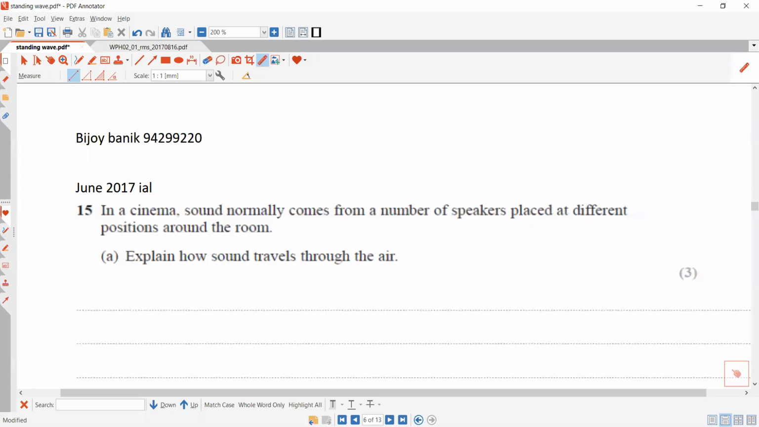So previously, this is a practice of standing waves. We already did some practice in the previous class, previous part. Now this is part 2 of standing waves.